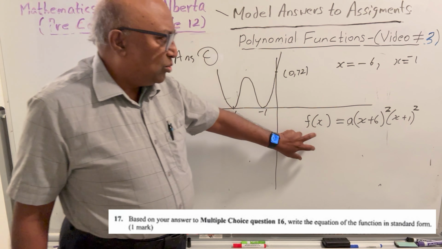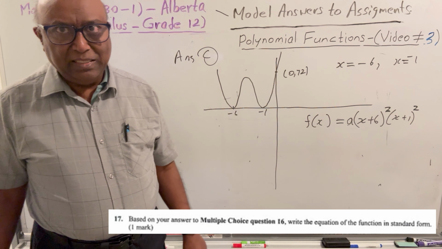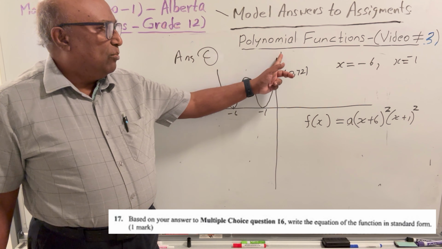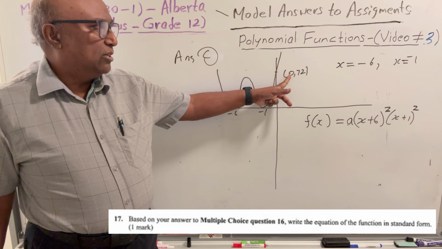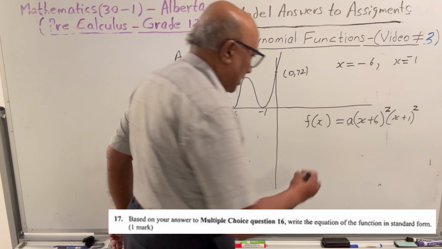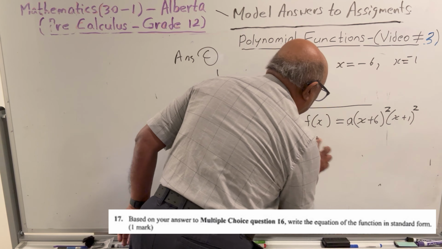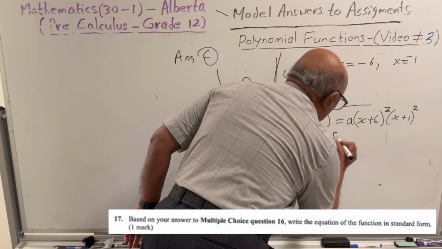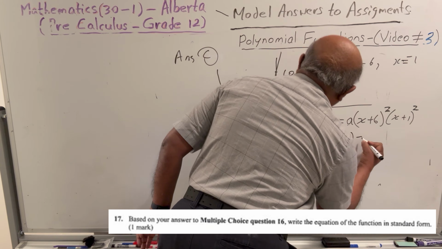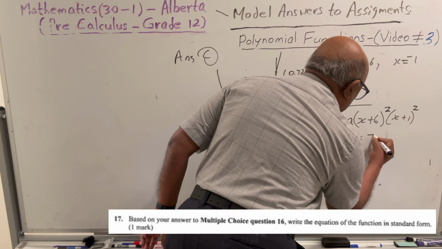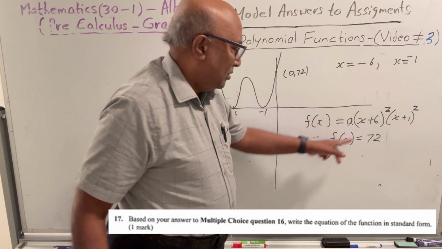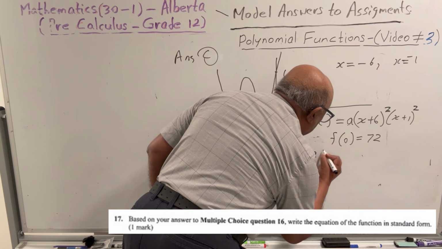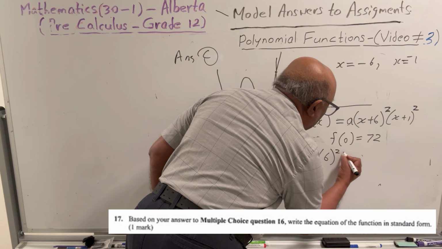Now our task is to find the value of a. That is easy. We know a point on the graph. Actually, we know the y-intercept. When x equals 0, y equals 72. That means f(0) is, sorry, f(0) is positive 72. Now let's input 0 here: a times (0 plus 6) squared times (0 plus 1) squared.